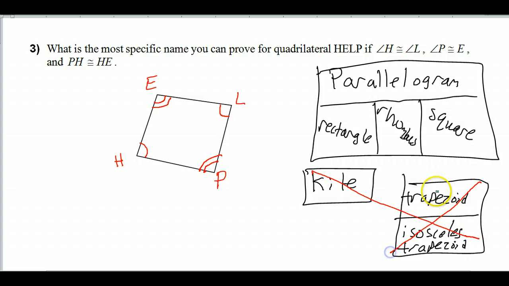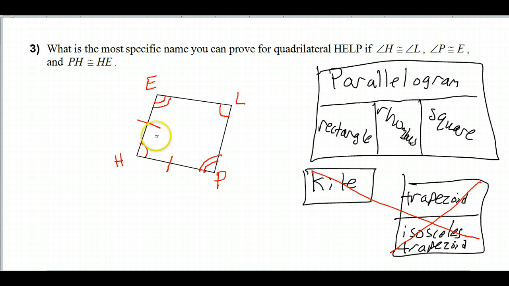It cannot be a trapezoid or a kite. It has to be either a parallelogram or one of the special parallelograms. So we've got parallelogram so far. It's just a matter of, can we narrow it down further to a rectangle, a rhombus, or a square? So we have one more piece of information. PH is congruent to HE.